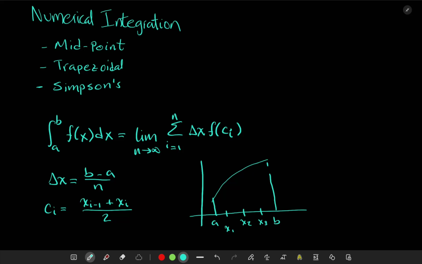So what I'm saying here is that the c sub i you're going to be picking for the midpoint formula would be right at the middle. So the average between, in this case, a and x1, which would be x0 and x1. This one would be your next point. This would be your next point. And so these are going to give you the height of the rectangle you're drawing.